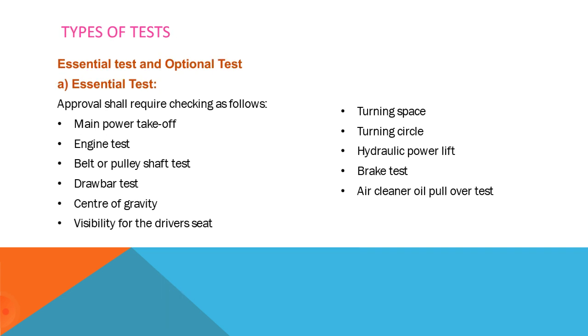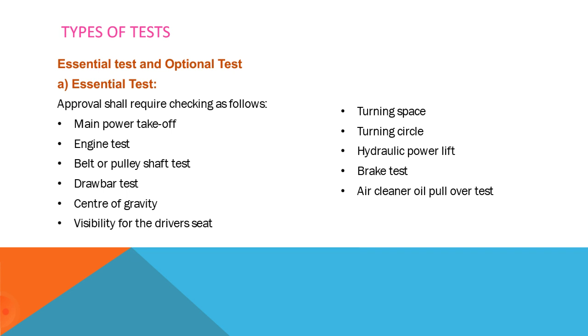Tractors can be tested in essential tests and optional tests. Optional tests are the tests recommended by the manufacturer; you have to perform these additional tests also. He may recommend them sometimes, and sometimes he may not. Based on that, or if the authority has any doubts, they can also check. The essential test is a compulsory test that should be conducted, whether manufacturers tell or suggest it or not.